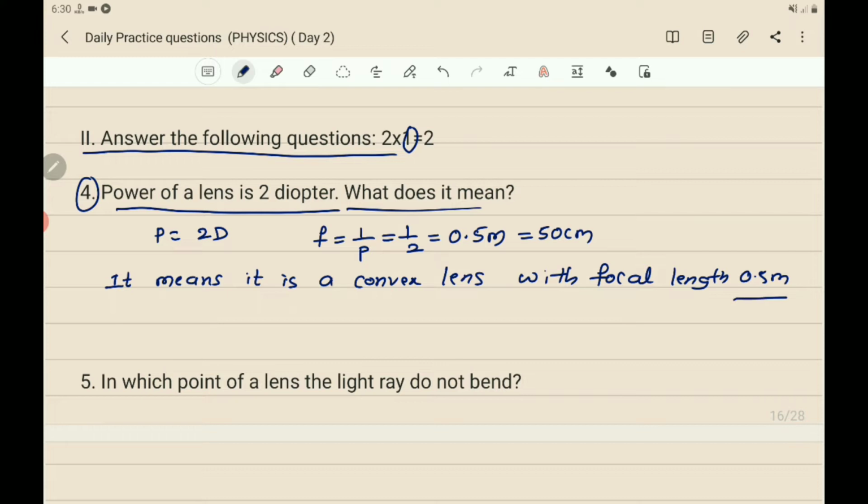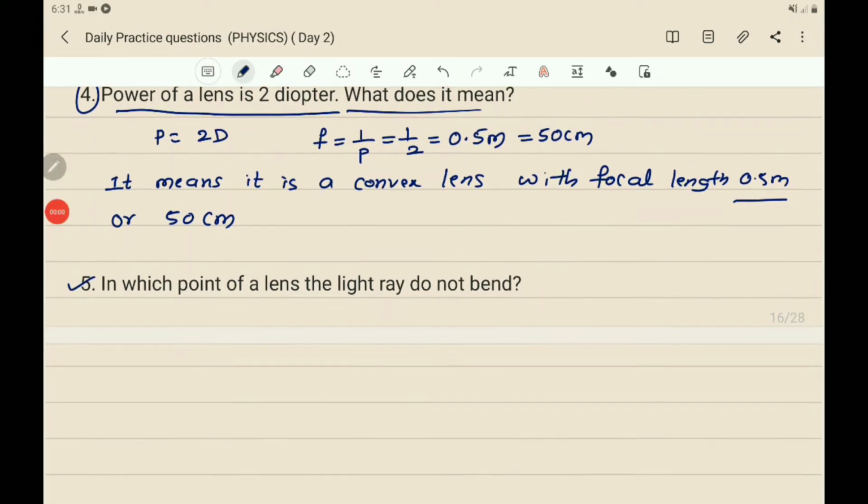That is 0.5 meter means you can have that is 50 centimeter. So you can write 0.5 meter or 50 centimeter. Here power of a lens is 2 diopter. What does it mean? So what is the answer you are going to write? It means it is a convex lens with focal length 0.5 meter or 50 centimeter.